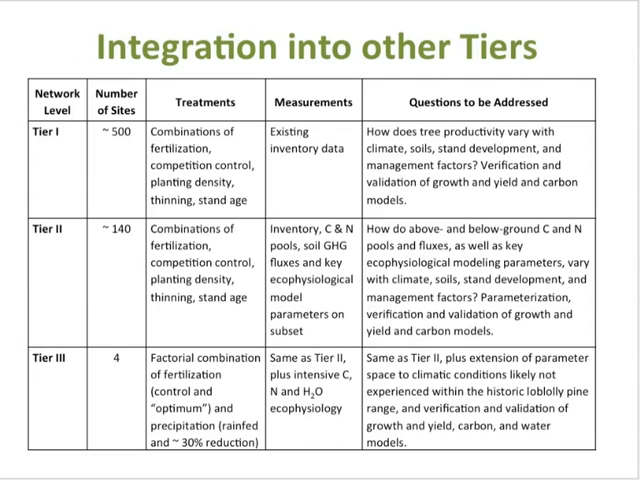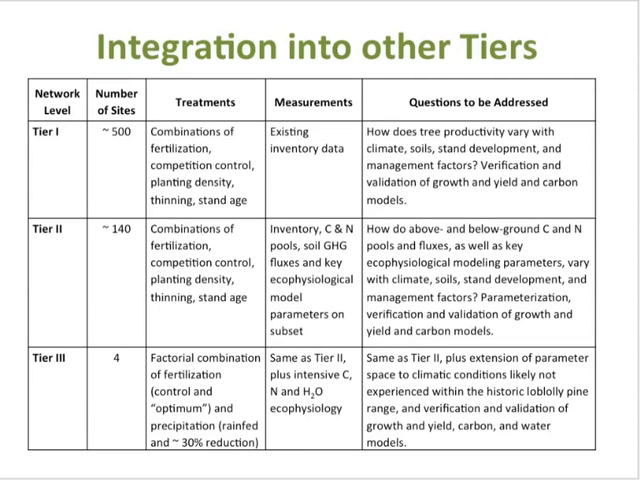I'm not going to go too much into this slide. You might have seen it before. It's actually from one of Dr. Martin's presentations. The overall point here is that Tier 3 builds on Tiers 1 and 2. While Tier 1 consists of 500 sites of permanent plots and growth and yield cooperative plots, we're only going to be collecting existing inventory data on these plots.